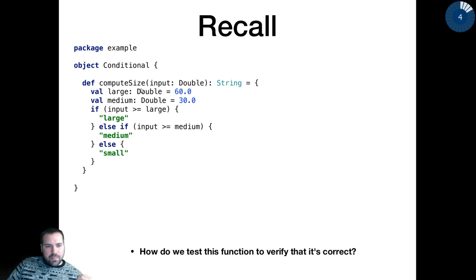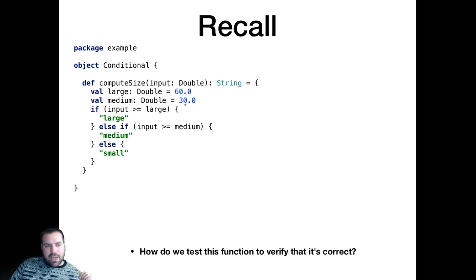So let's walk through an example of this code that we wrote last week for a lecture example, where we wrote this method that computes if a number was large, medium, or small. A very simple, kind of meaningless program with no context, but if it's above this large cutoff or equal to it, it's going to be large.